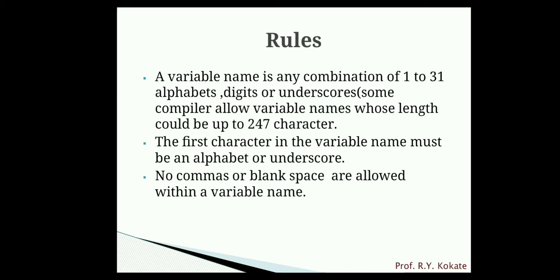Okay, the second rule is that the first character in the variable name must be an alphabet or underscore. That means a variable name always starts with an alphabet or underscore. We cannot use any digits or special symbols at the start. Next rule, no comma or blank space is allowed within a variable name.